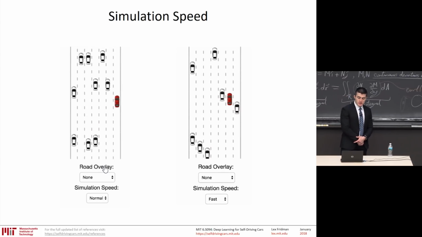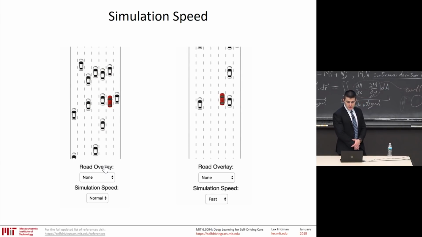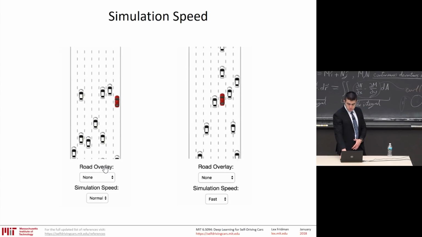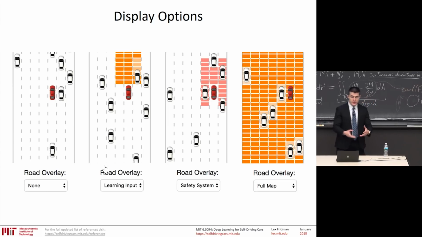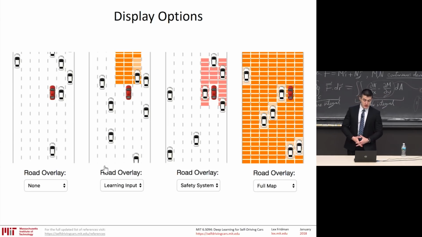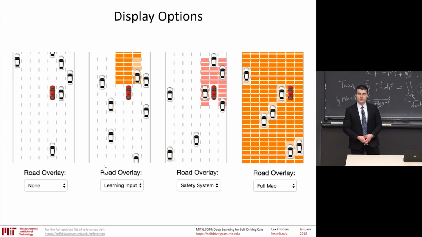For visualization purposes, you can choose normal speed or fast speed for watching the network operate. And there are display options to help you build intuition about what the network takes in and what space the car is operating in. The default is that no extra information is added. Then there's the learning input, which visualizes exactly which part of the road serves as the input to the network.